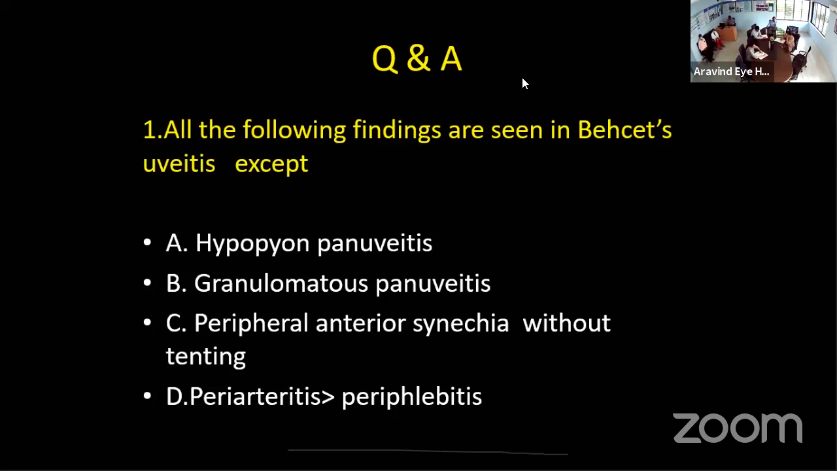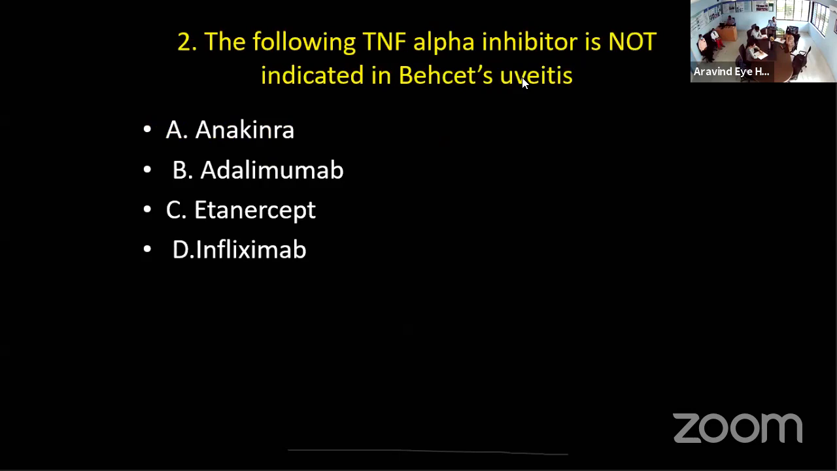Moving to question number 2. The following TNF alpha inhibitor is not indicated in Behcet's uveitis. A. Anakinra, B. adalimumab, C. etanercept, D. infliximab. The question is about not indicated, although it is a TNF alpha inhibitor.